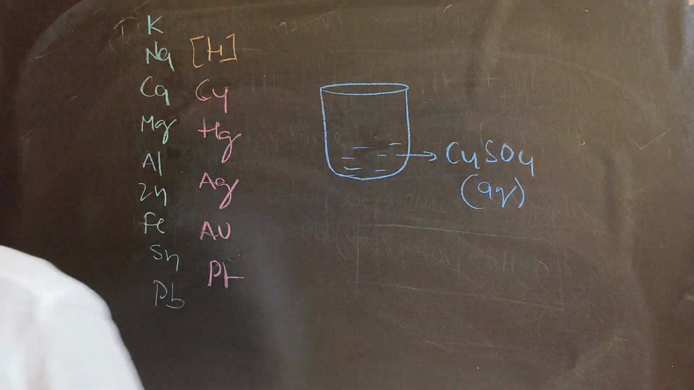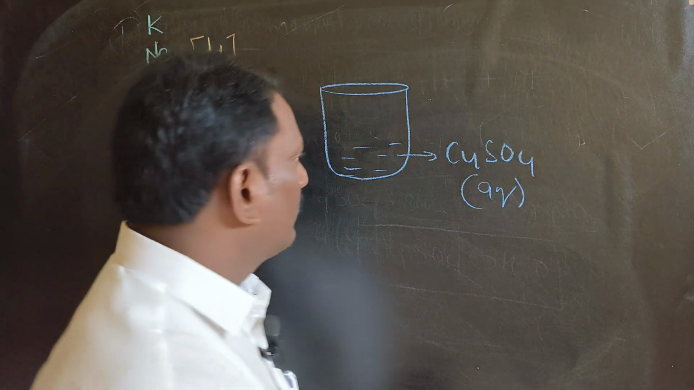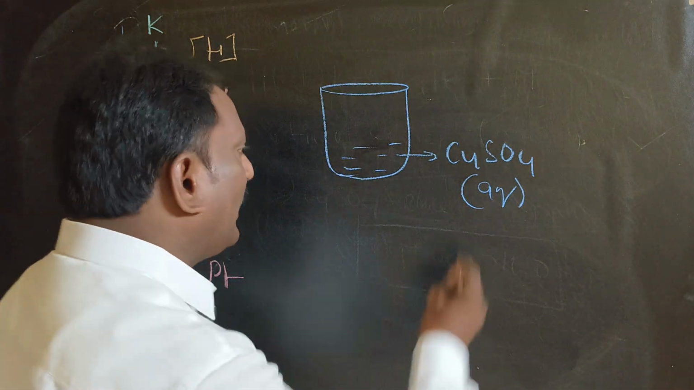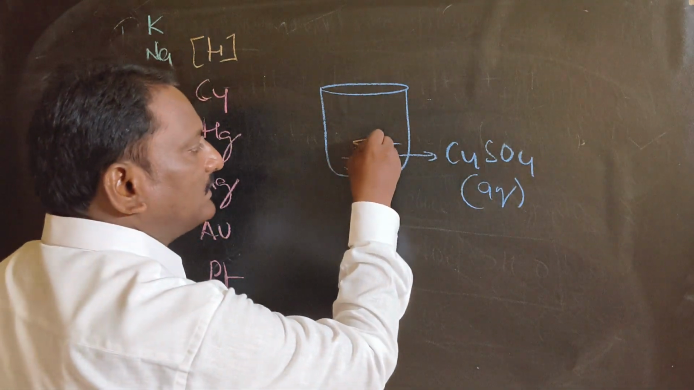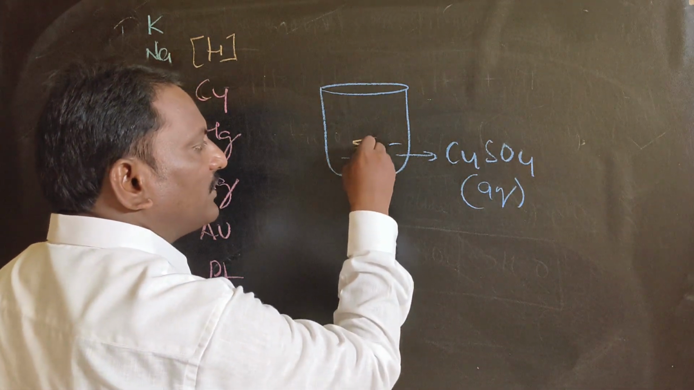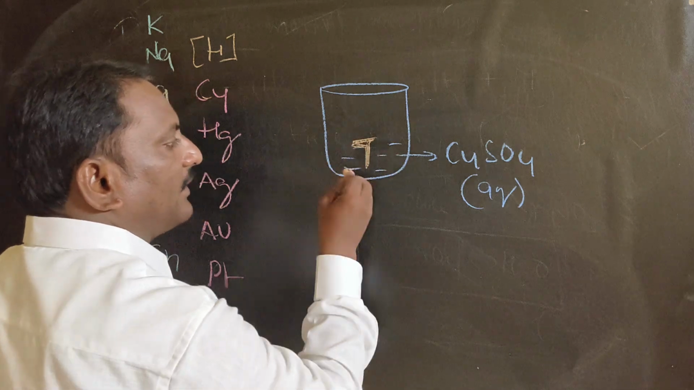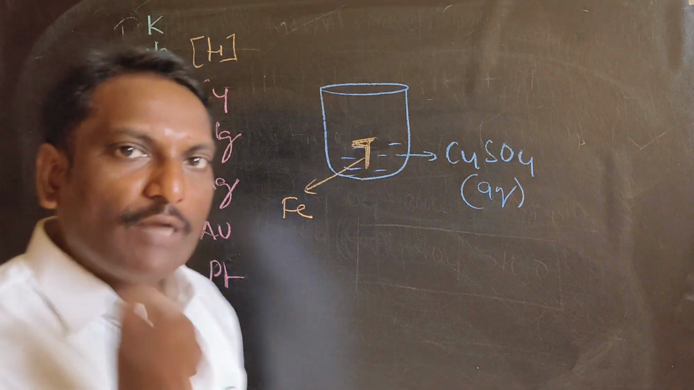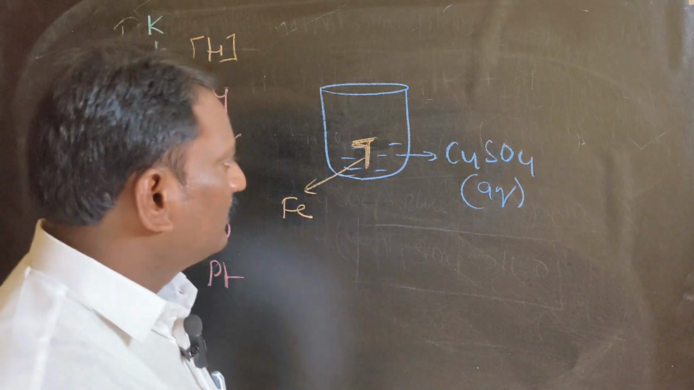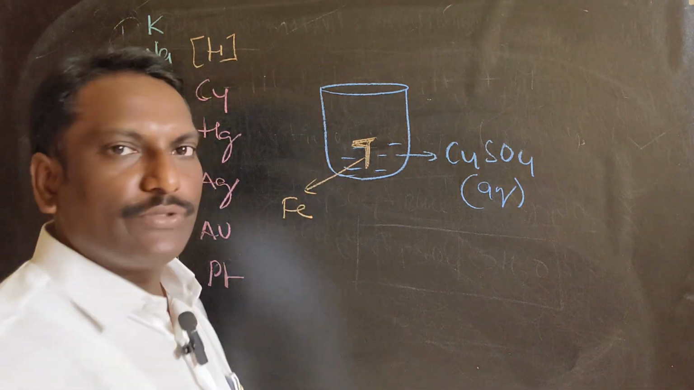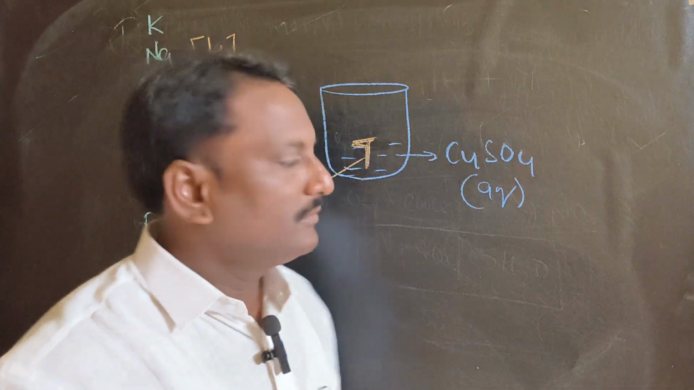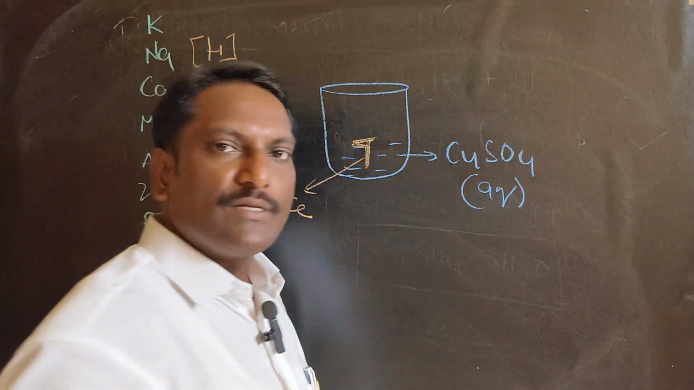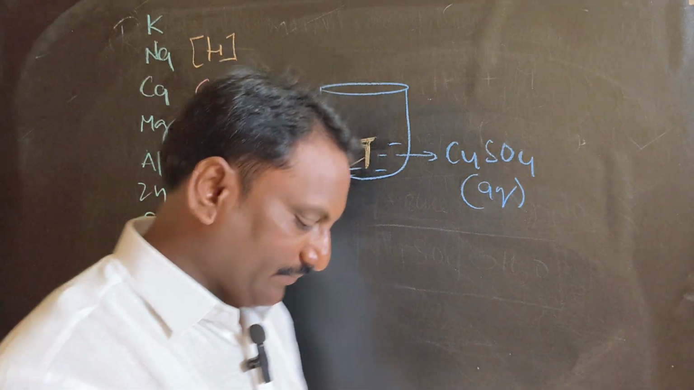Right. I am dropping one iron nail in the copper sulfate solution. Iron, symbol Fe. So what will happen? After a few minutes, you must have seen that the blue color copper sulfate changes to green.